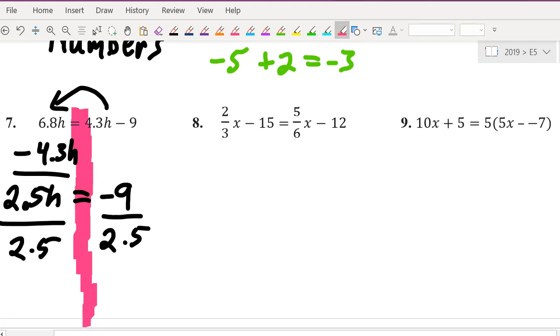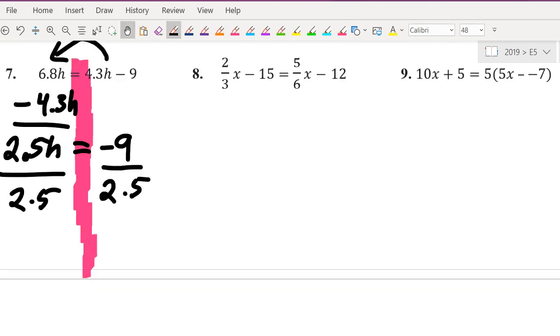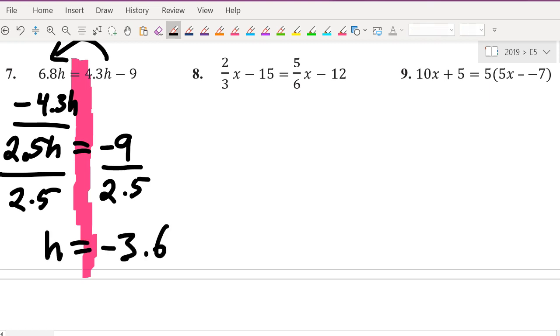All right. Hold on, though. Do my own division in my head. So yeah, that's correct. Negative 3.6. All right. I think I should draw a line here. Do you guys agree? I do too.